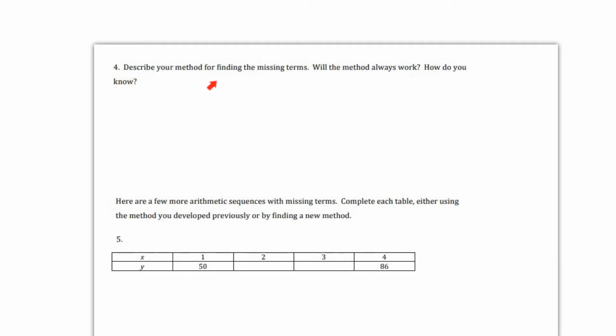Number 4 says describe your method for finding the missing terms. Will the method always work, and how do you know? So here in number 4, let's talk about all 4 methods, starting with method A.